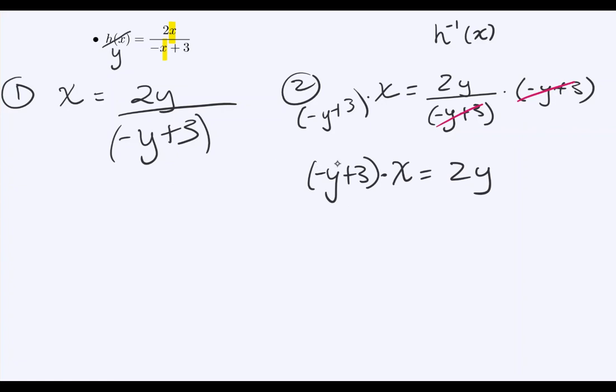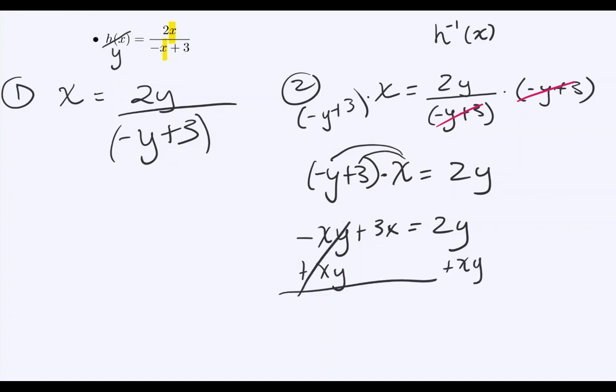Now the goal is whenever you've got multiple y's, you would like to get all the y's to one side, but notice I can't move this y until I get rid of the multiplication. So I'm going to distribute the x because it's getting multiplied across the sum. So the left side simplifies to negative xy plus 3x equals 2y. Now if we're ever going to get a single y, we would need to get all the y terms to one side. So let's add xy to both sides. That cancels that side, and we would get 3x equals 2y plus xy.